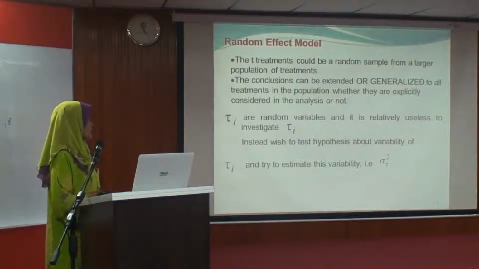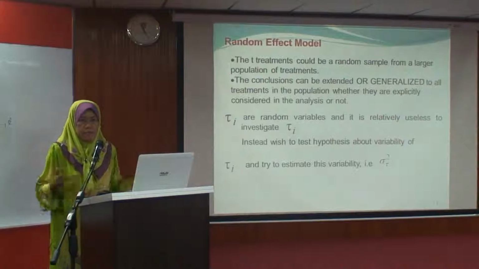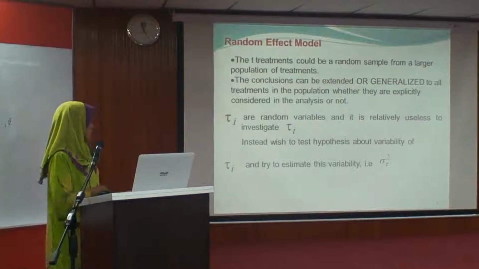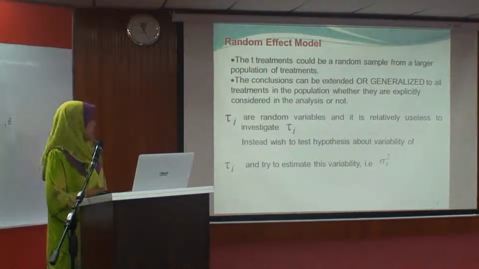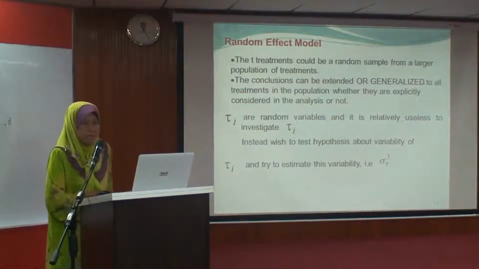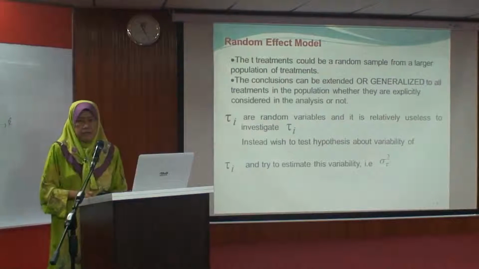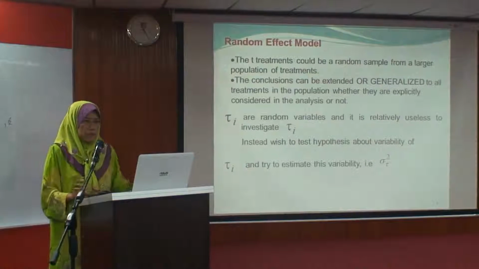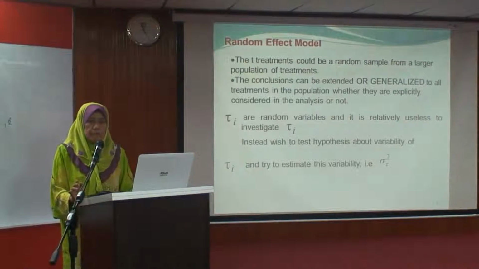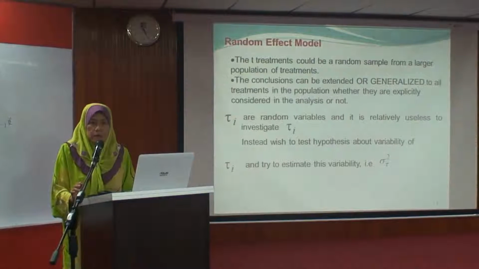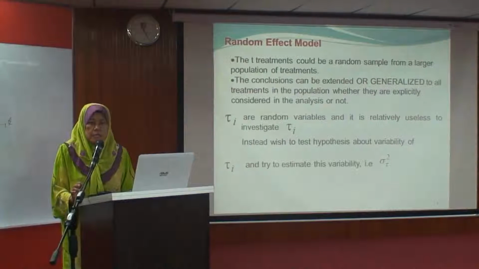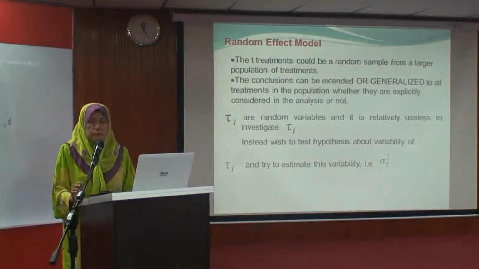And it is useless to investigate tau because it's a random variable. So we do not have to investigate tau. Instead, we want to test hypotheses about the variability of tau and try to estimate this variability. So it's very important for random effect: we want to test the variability of tau, the variance of tau. So the way you state the hypothesis will be different from the fixed effect model.